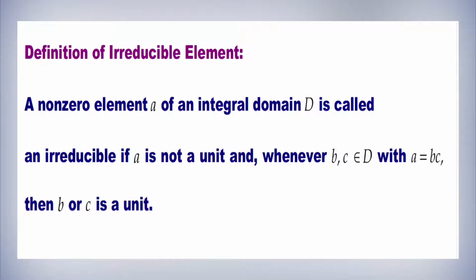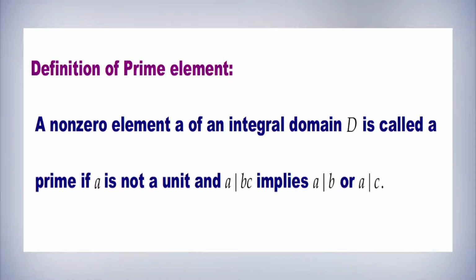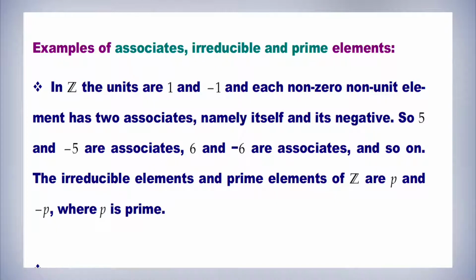The definition of irreducible element: a non-zero element A of an integral domain D is called an irreducible element if A is not a unit and whenever B, C belongs to D with A equals BC, then B or C is a unit. The definition of a prime element: a non-zero element A of an integral domain D is called a prime if A is not a unit and A divides BC implies A divides B or A divides C. Let us see some examples of associates, irreducible and prime elements.